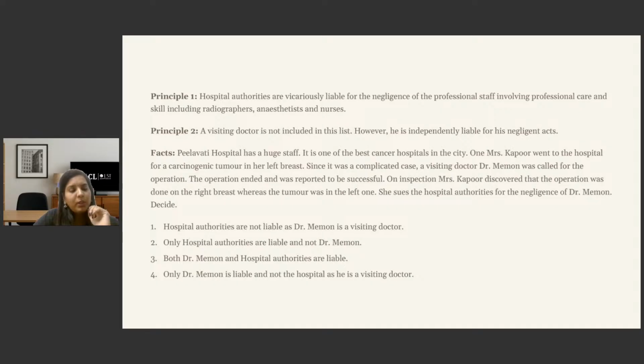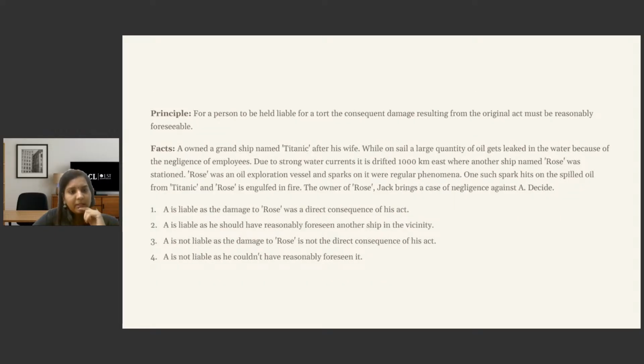So here only Dr. Memon is going to be liable with respect to the whole of the hospital, because when we see, there is another principle that states such. So then we can see here the reasonable foreseeability. What is reasonable foreseeability? When a person is to be held liable for a tort and consequent damage resulting, the original act must be reasonably foreseeable. We need to see whether the first act was certainly reasonably foreseeable. Can I foresee that act? Then and only then will I be liable for tort.